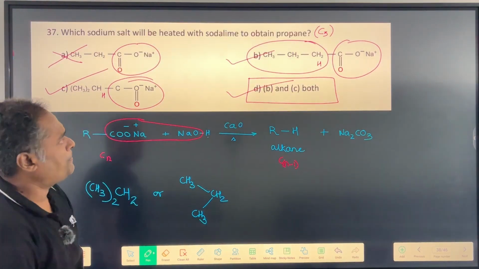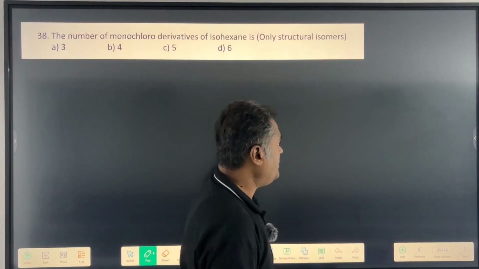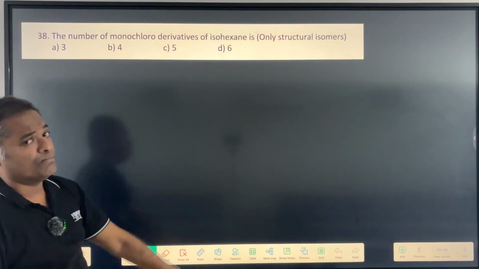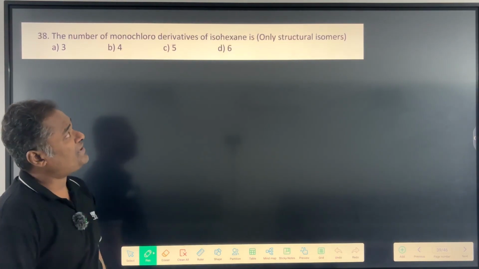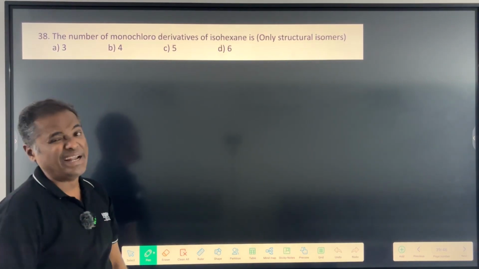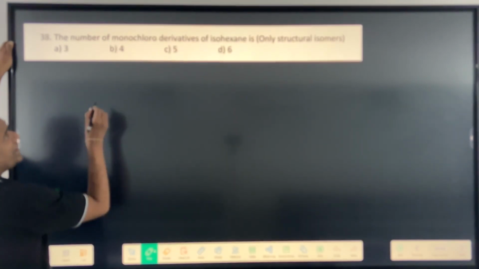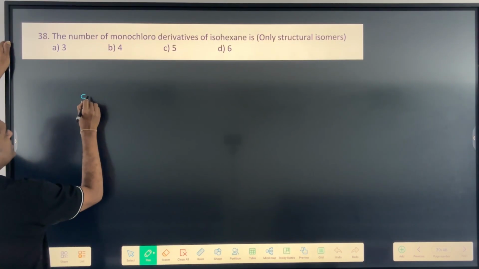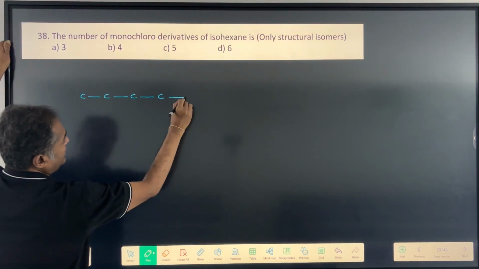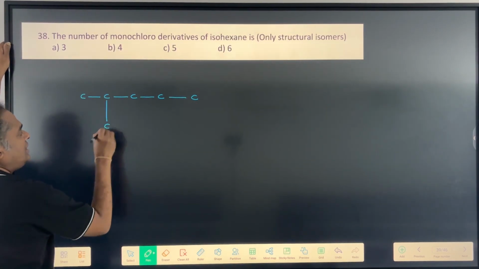Is it done, child? Yeah. Let's proceed with the next part, child. Over here, the next question you have got is: the number of monochloro derivatives of isohexane is, and the question asked is only structural isomers. Now, first of all, child, you should know what is isohexane. When you see isohexane, it means the total number of carbon atoms is 6, but out of that I need to make iso. So, one carbon atom will be a branch at the second carbon atom, correct?